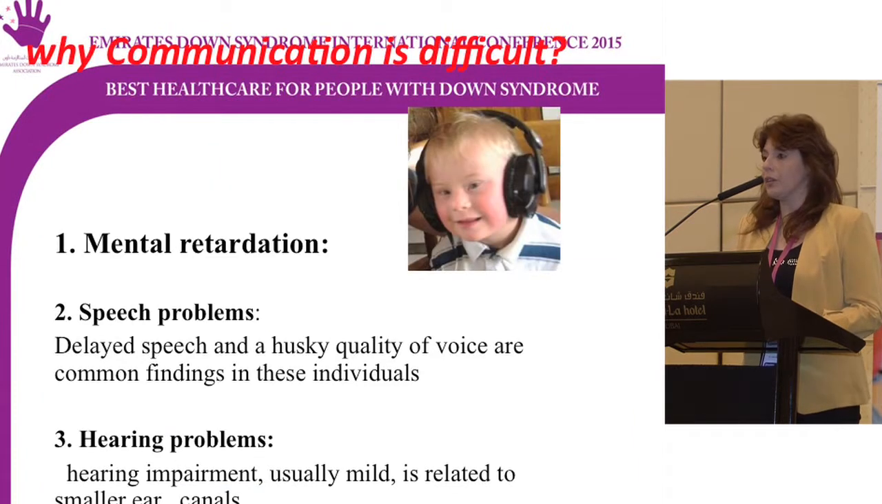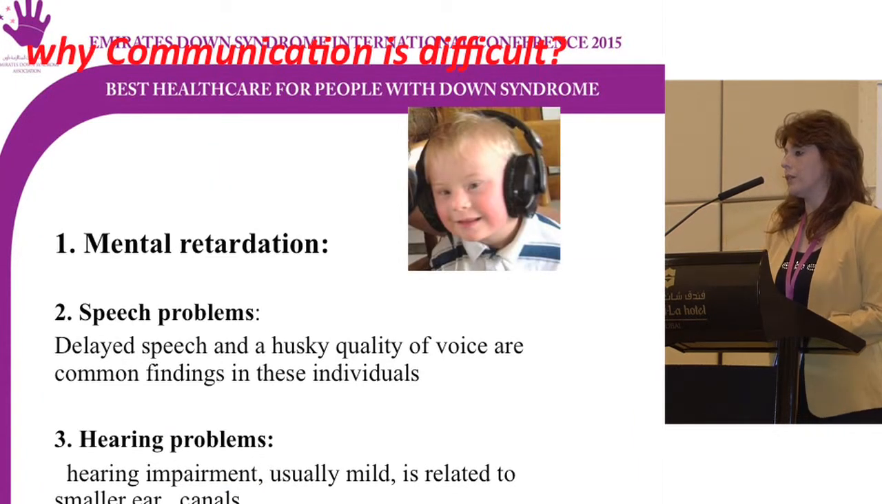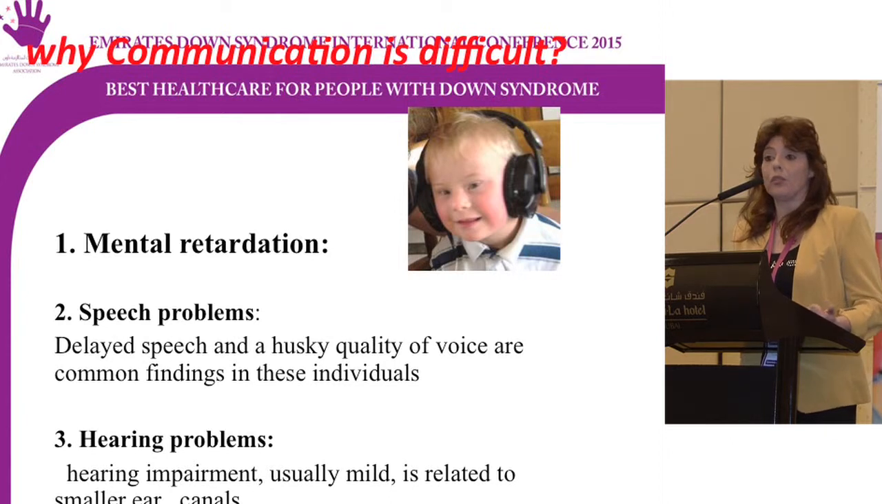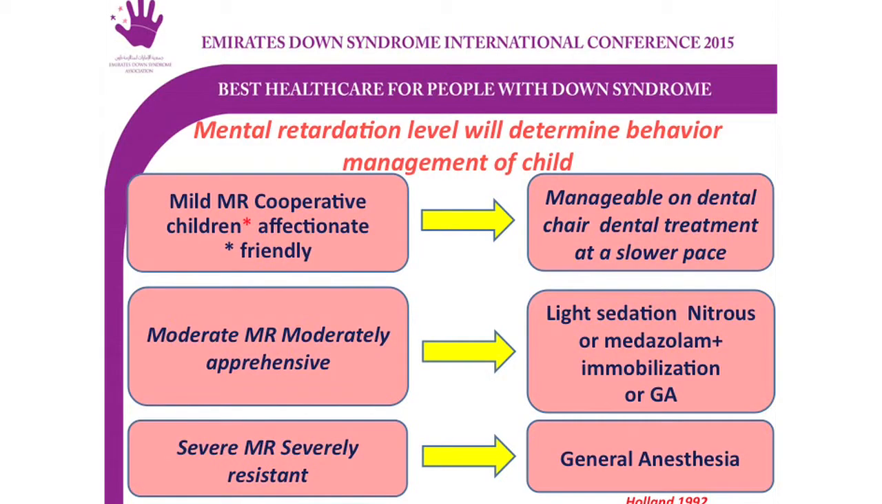So why is it difficult for Down syndrome to get communication? Because of the mental retardation. What is the degree of the mental retardation? Speech problem: maybe he understands, but he cannot say what he wants, so there is no communication. Hearing problem: if I'm talking, he's not listening or he's not hearing efficiently. So we have 3 problems. The most important of it is the mental retardation. Therefore, our behavior management will depend on the degree of the mental retardation.